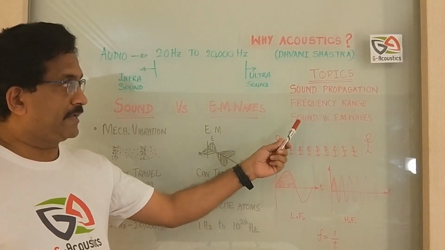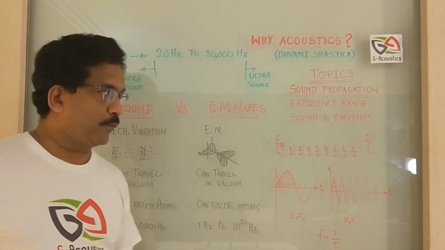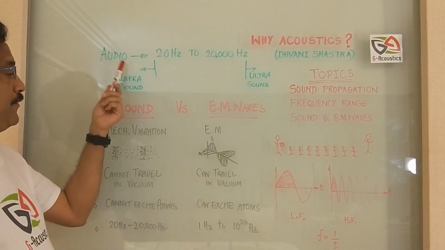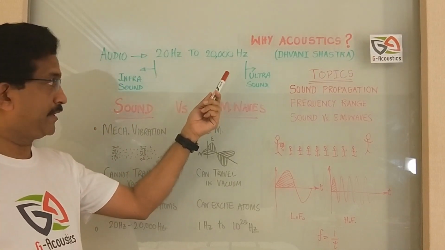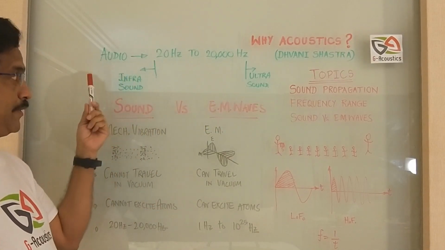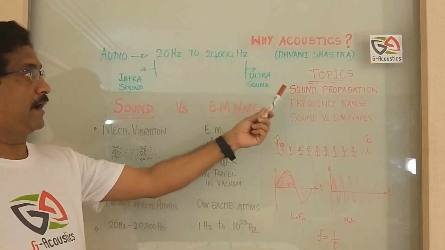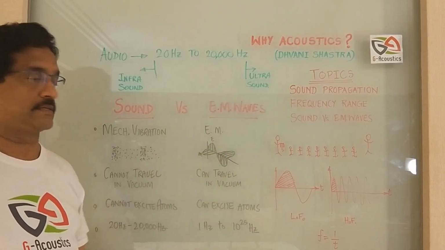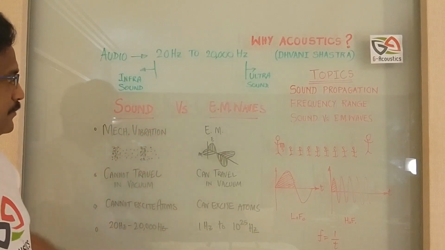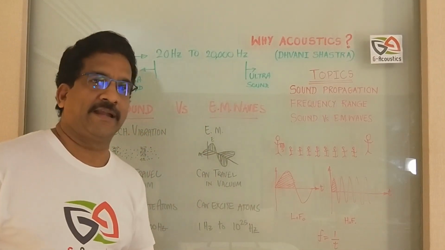Coming to the third topic, sound versus electromagnetic waves. We have seen the audio frequency ranging from 20 hertz to 20,000 hertz. Less than 20 hertz is infrasound. Higher than 20,000 hertz is ultrasound. Let's now see the difference between sound and electromagnetic waves.